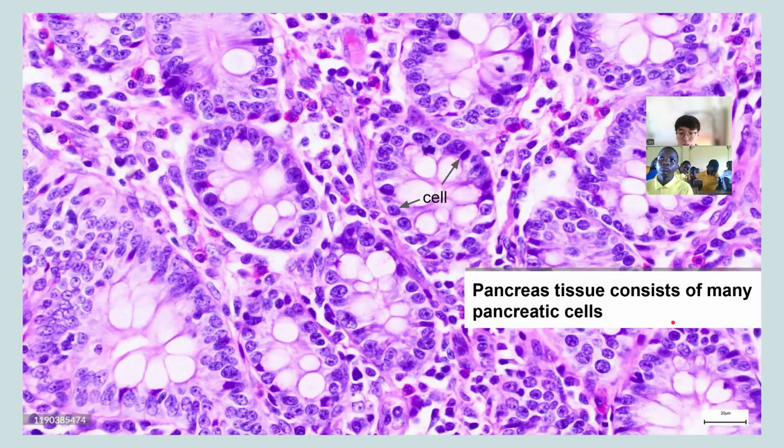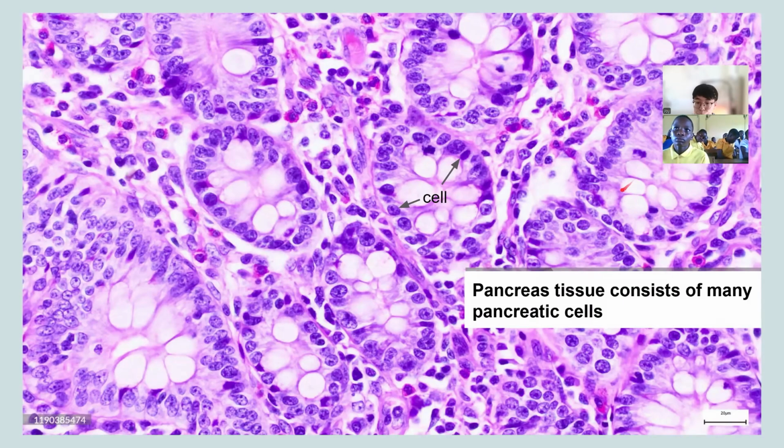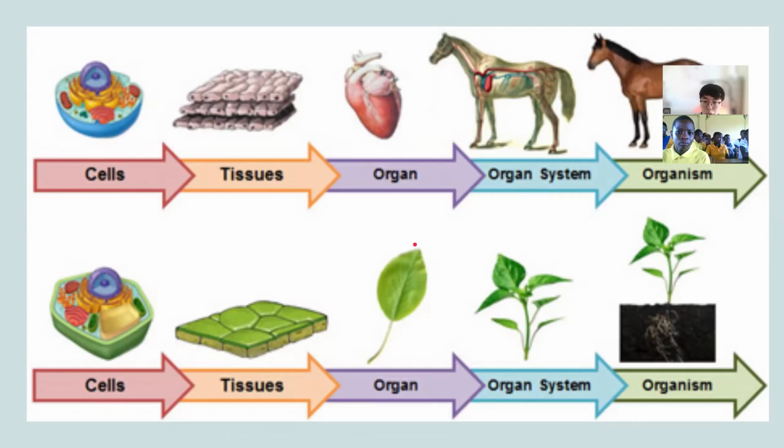If we look over here, this is an example of pancreas tissue. We have the piece of pancreas over here, and these small circles you can see here are the cells of the pancreas. You can see a lot of cells making up the pancreas, all these small cells. This is usually how an organ and a tissue are made.